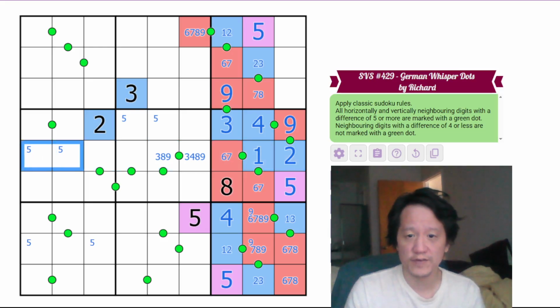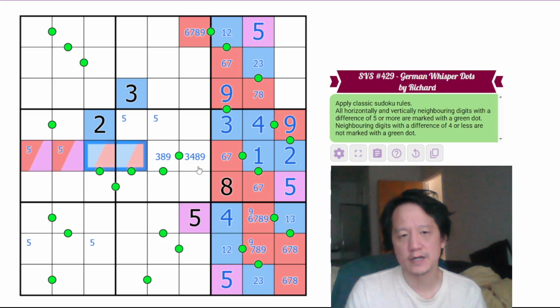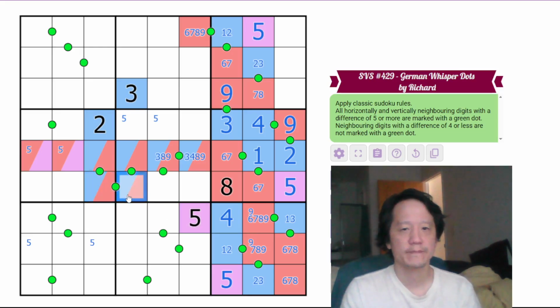So this must be 5 and a high, specifically. This is low and high. These are low and high. This is low and high. No, low and high.